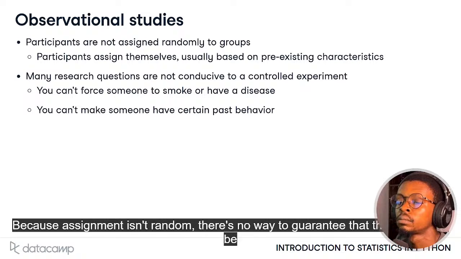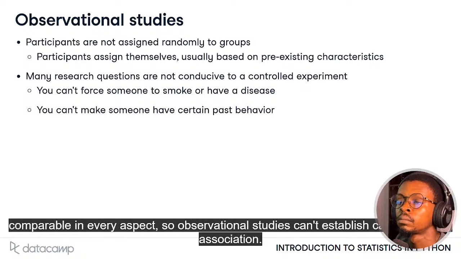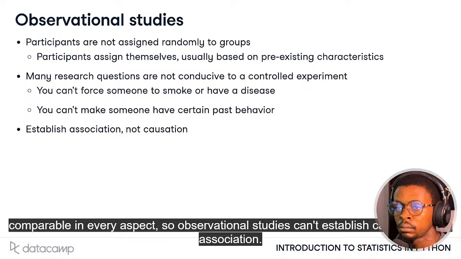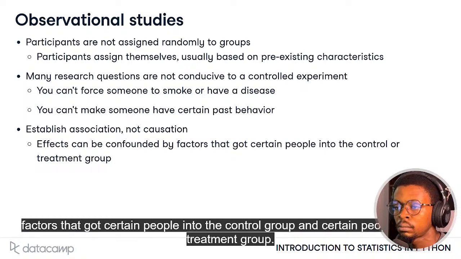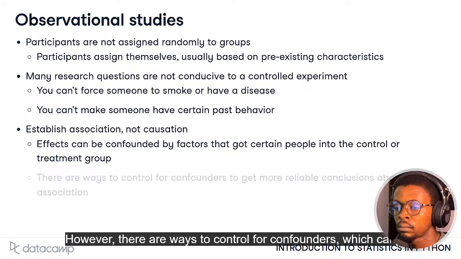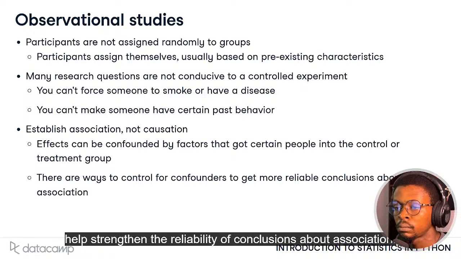Because assignment isn't random, there's no way to guarantee that the groups will be comparable in every aspect, so observational studies can't establish causation, only association. The effects of the treatment may be confounded by factors that got certain people into the control group and certain people into the treatment group. However, there are ways to control for confounders, which can help strengthen the reliability of conclusions about association.